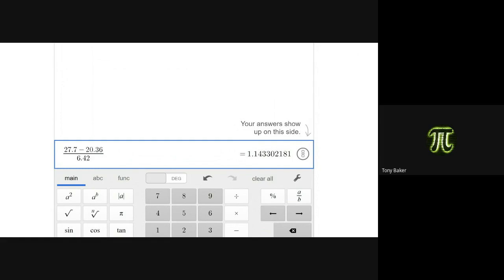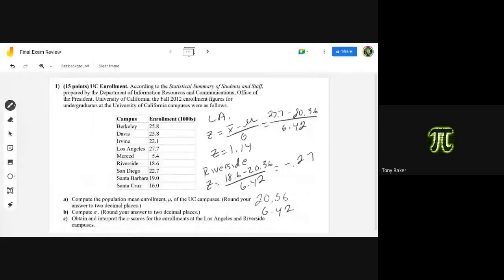And then Riverside is going to be 18.6, and everything else stays the same. So I would just keep it there and just go back and change the 27 something there to the 18.6, not 18.06. So we get negative 0.27. So those are your Z-scores.